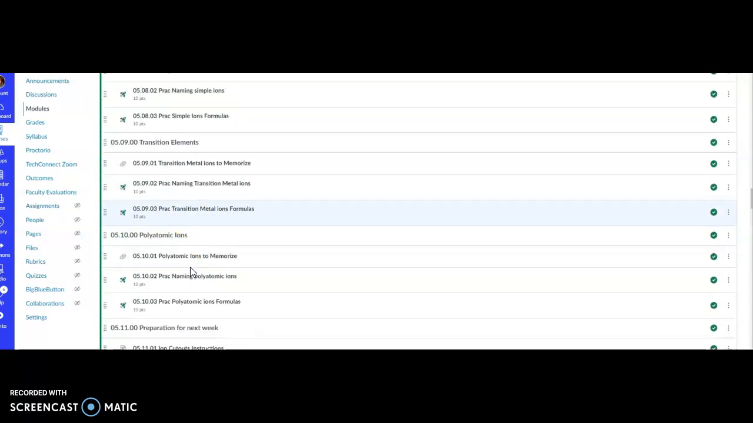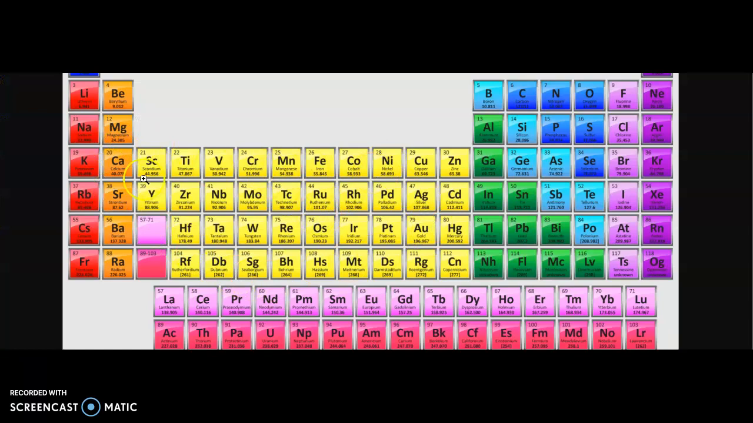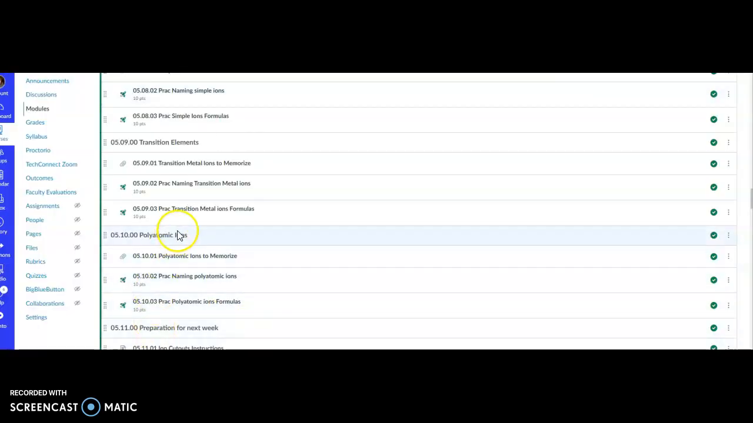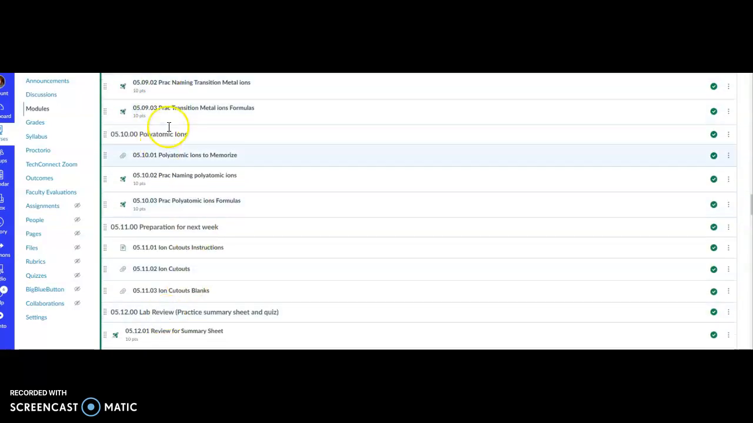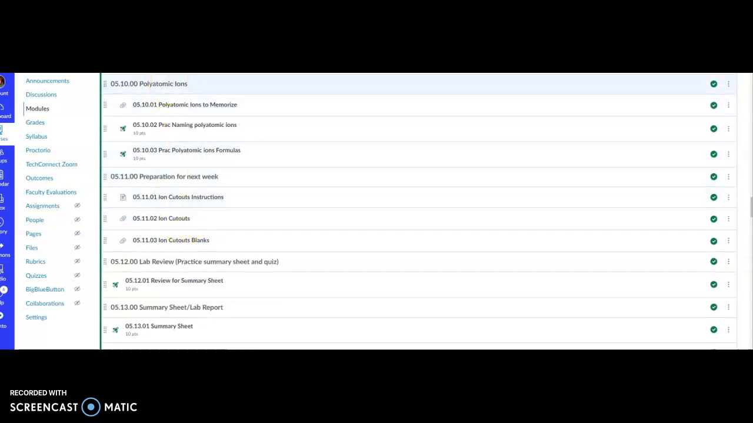Transition metals and how to name them. Those are the particular ones in yellow here. Transition metals often require Roman numerals. So there's a little bit of difference there. Polyatomic ions, these are ions that have more than one nonmetal stuck together. And at the very end, there's preparation for next week.